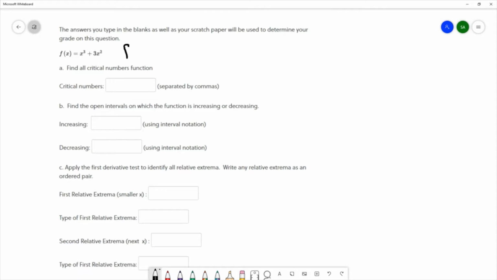The critical numbers are where the derivative is equal to 0 and undefined. So I'll start by calculating the derivative. The derivative would be 3x squared plus 6x. We're looking for when that derivative is equal to 0 and when the derivative is undefined. Because this is a polynomial function, the derivative will be defined for all values, so we only need to find where the derivative is equal to 0.